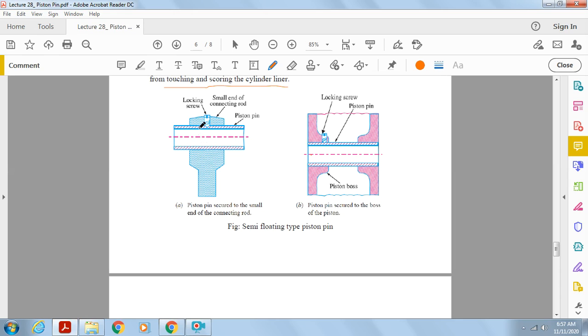So this is the diagram. This is the locking screw, small end of the connecting rod. This is the piston pin. The piston pin is secured to the small end of the connecting rod, and the piston pin is secured to the boss of the piston. This way.